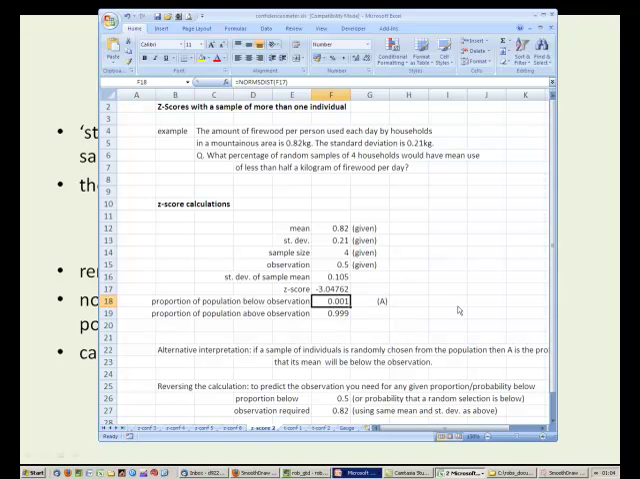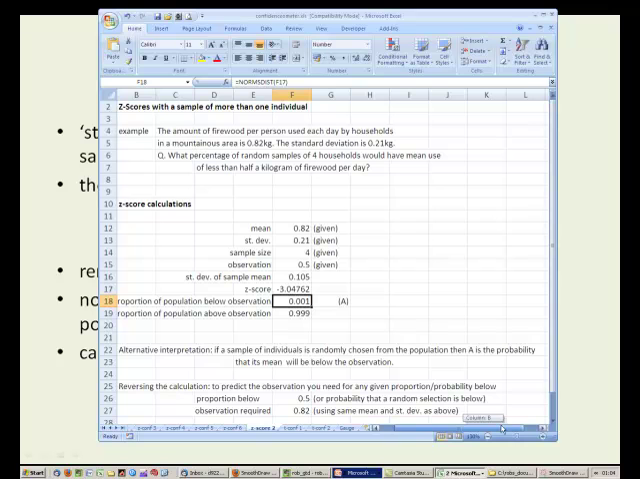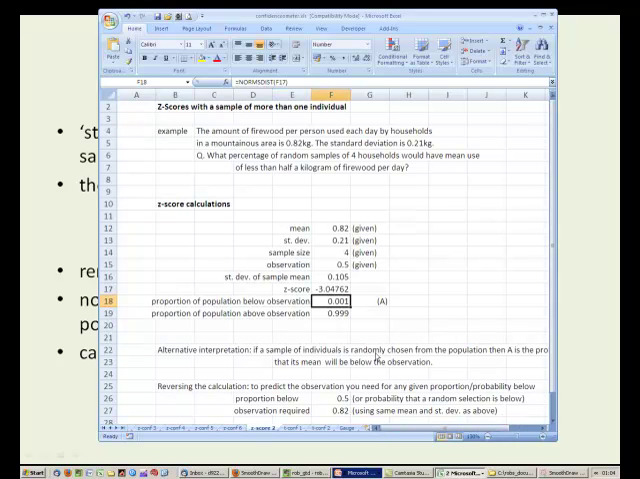Now we can interpret this in the same way as before, using the little twist I said. You can interpret this as a probability. There's a 0.1% probability of choosing those 4 households. So it's very, very unlikely to choose those.